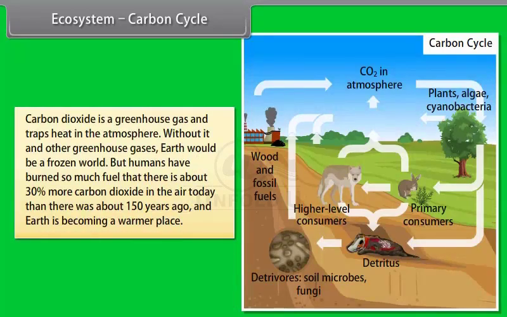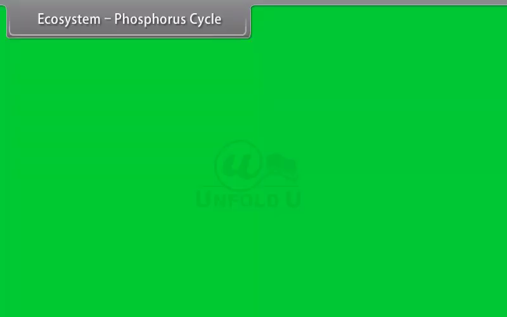Carbon dioxide is a greenhouse gas and traps heat in the atmosphere. Without it and other greenhouse gases, Earth would be a frozen world. But humans have burned so much fuel that there is about 30% more carbon dioxide in the air today than there was about 150 years ago, and Earth is becoming a warmer place.